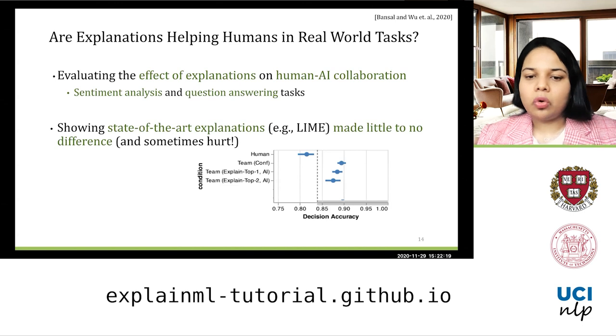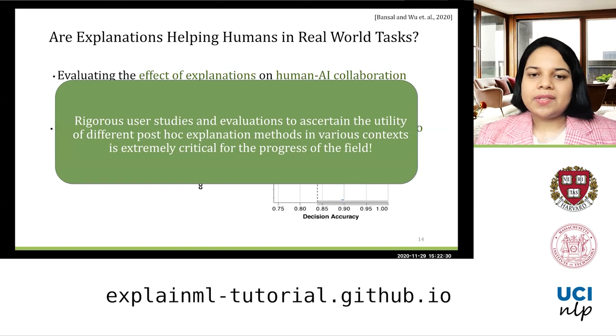And in fact, as shown by this particular graph, showing the state-of-the-art explanations, in fact, sometimes hurt the decision accuracy. Rigorous user studies and evaluations to ascertain the utility of different post-hoc explanation methods in various contexts and settings is extremely critical for the progress of the field.